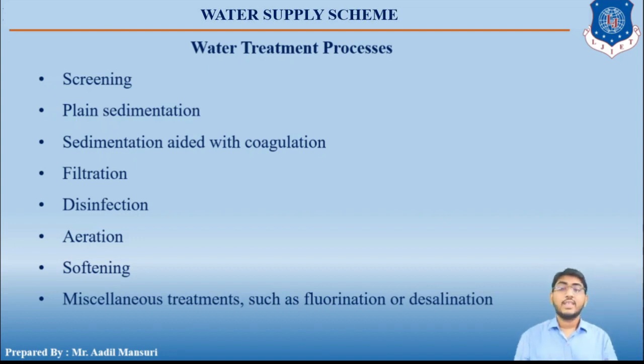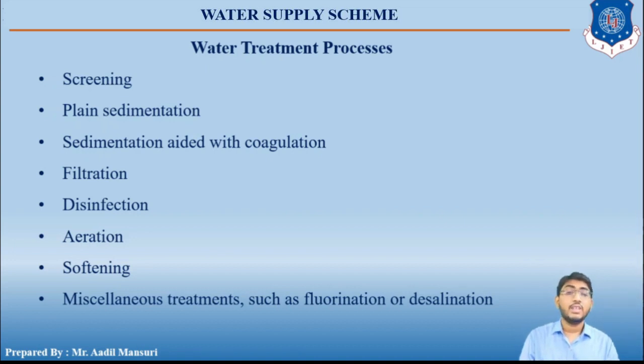This process of removal of these matters is known as plain sedimentation. Next is sedimentation aided with coagulation. Fine suspended matters such as clay, silt, fine sand, etc., will get removed by the addition of an external chemical known as a coagulant. Due to the addition of the coagulant, the particles will form flocs, and those particles which were in suspension will group together, and because of the increase in weight they will settle down. This process is known as sedimentation aided with coagulation.